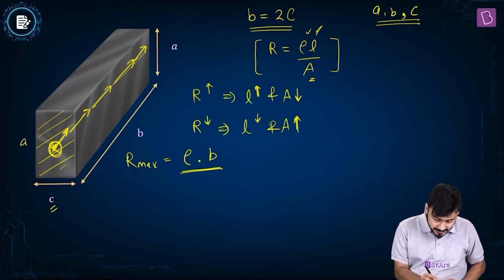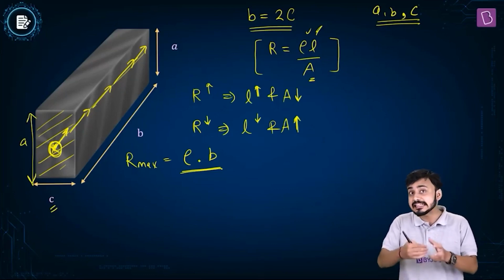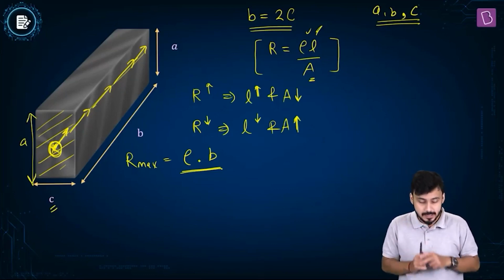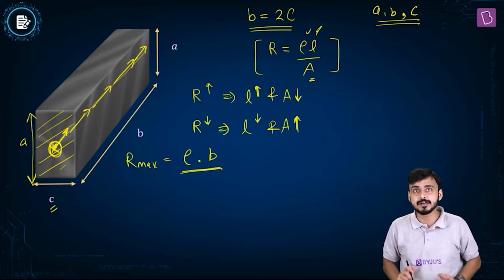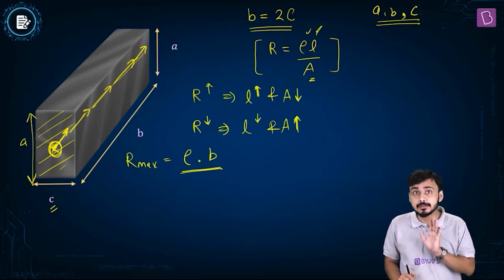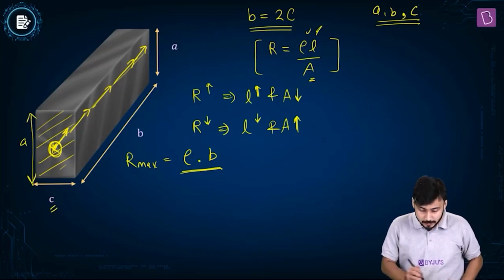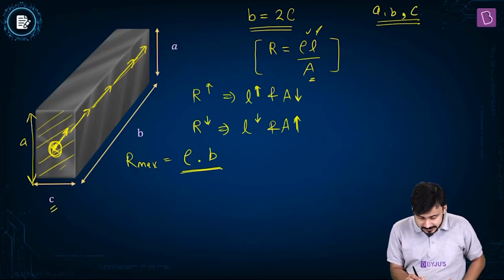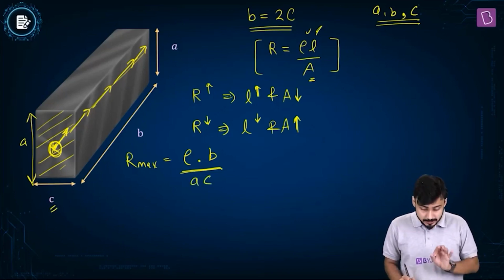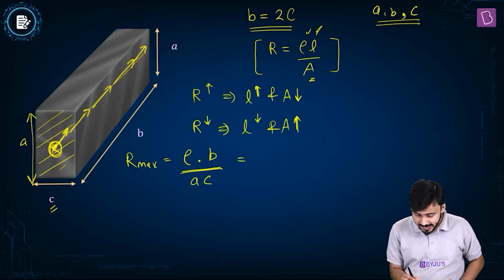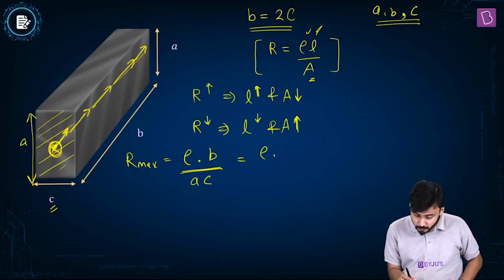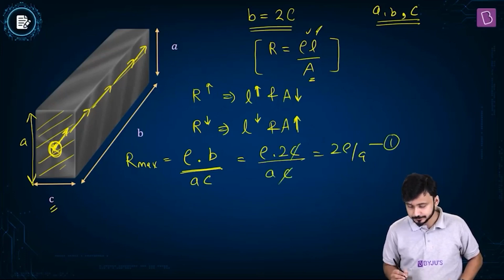How? Because it's A multiplied by C. Cross-sectional area is A multiplied by C. C is the smallest side and A is the side which is in between. So of course AC is the minimum cross-sectional area possible, correct? So if you take the length as B, the cross-sectional area by default becomes minimum, that is AC. So R max will be given as rho times B, where B is 2C, divided by AC. That becomes 2 rho by A, equation 1.